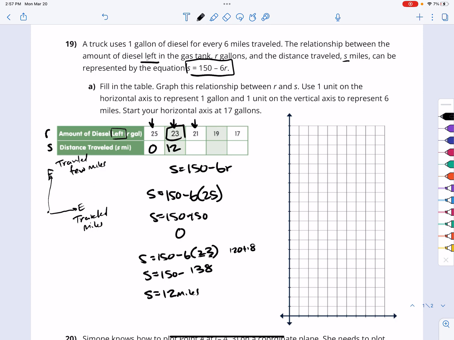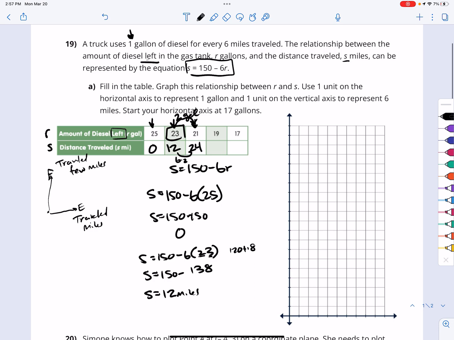Now, I'm going to look here for a moment. They told us that this truck uses 1 gallon of diesel for every 6 miles traveled. From 23 to 21 is a total of 2 gallons, so those 2 gallons of diesel are going to travel another 12 miles. 2 gallons is 6 times 2, or 12. So we would have traveled 24 miles.